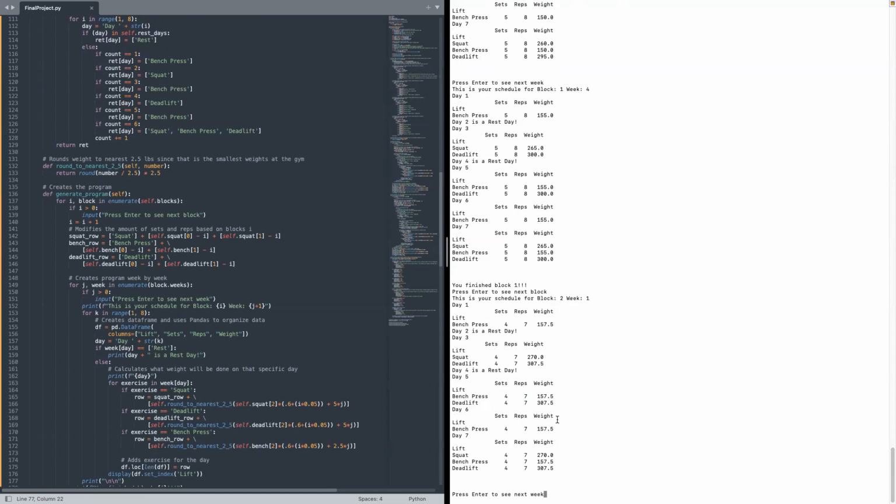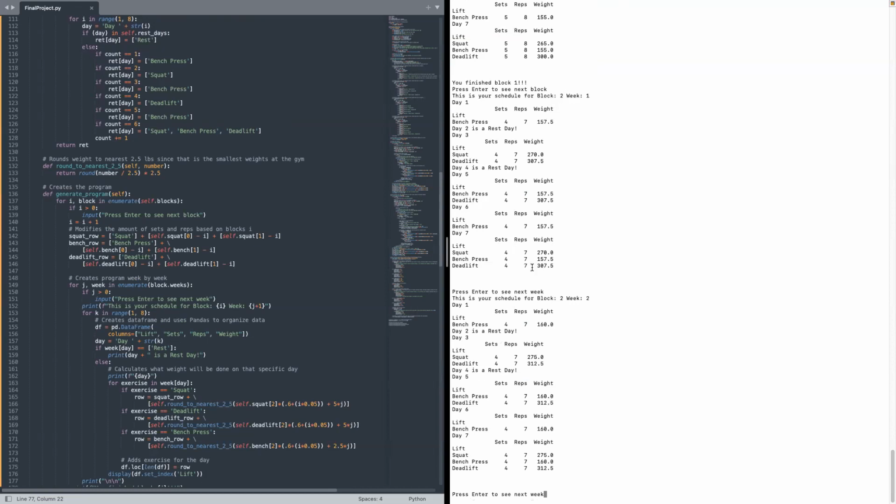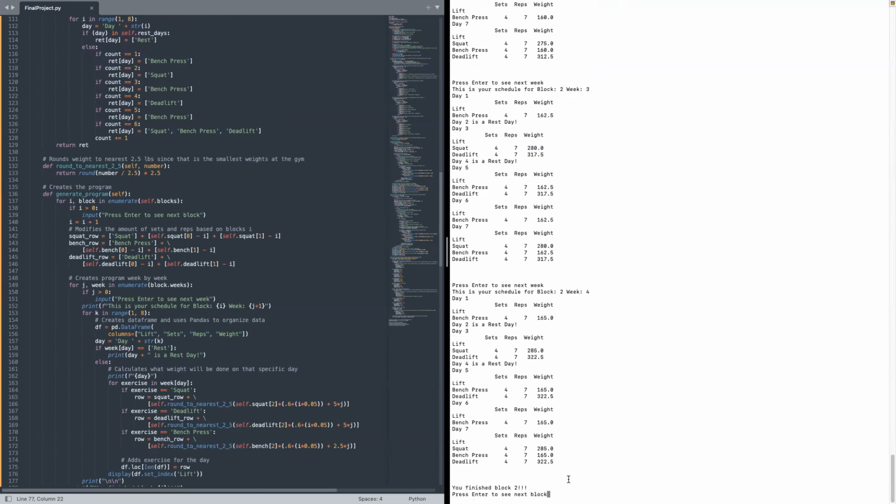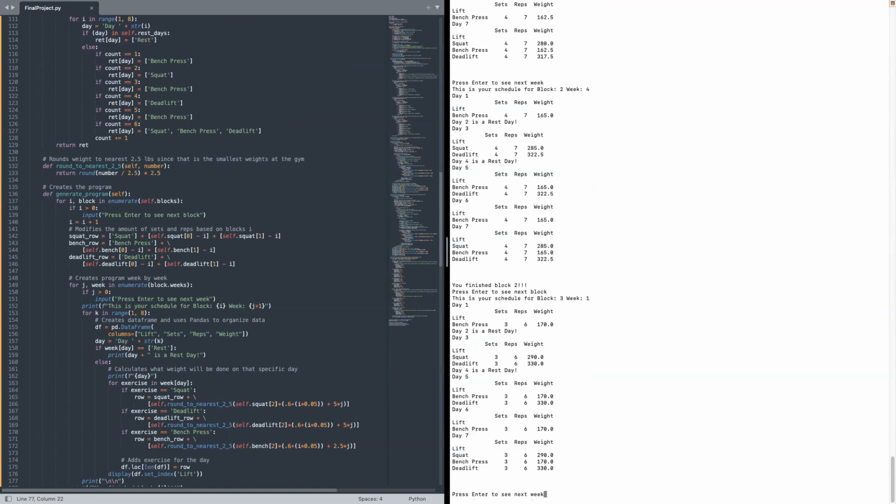So now if you click next or enter, you can see that the weight increased again for this week. But the sets and reps stay the same. And this goes on again and again till week 4. And you'll see that we hit our heaviest weight on the last week. And this goes for the third block as well. It'll decrease the number of sets and reps, but the weight will increase once again.